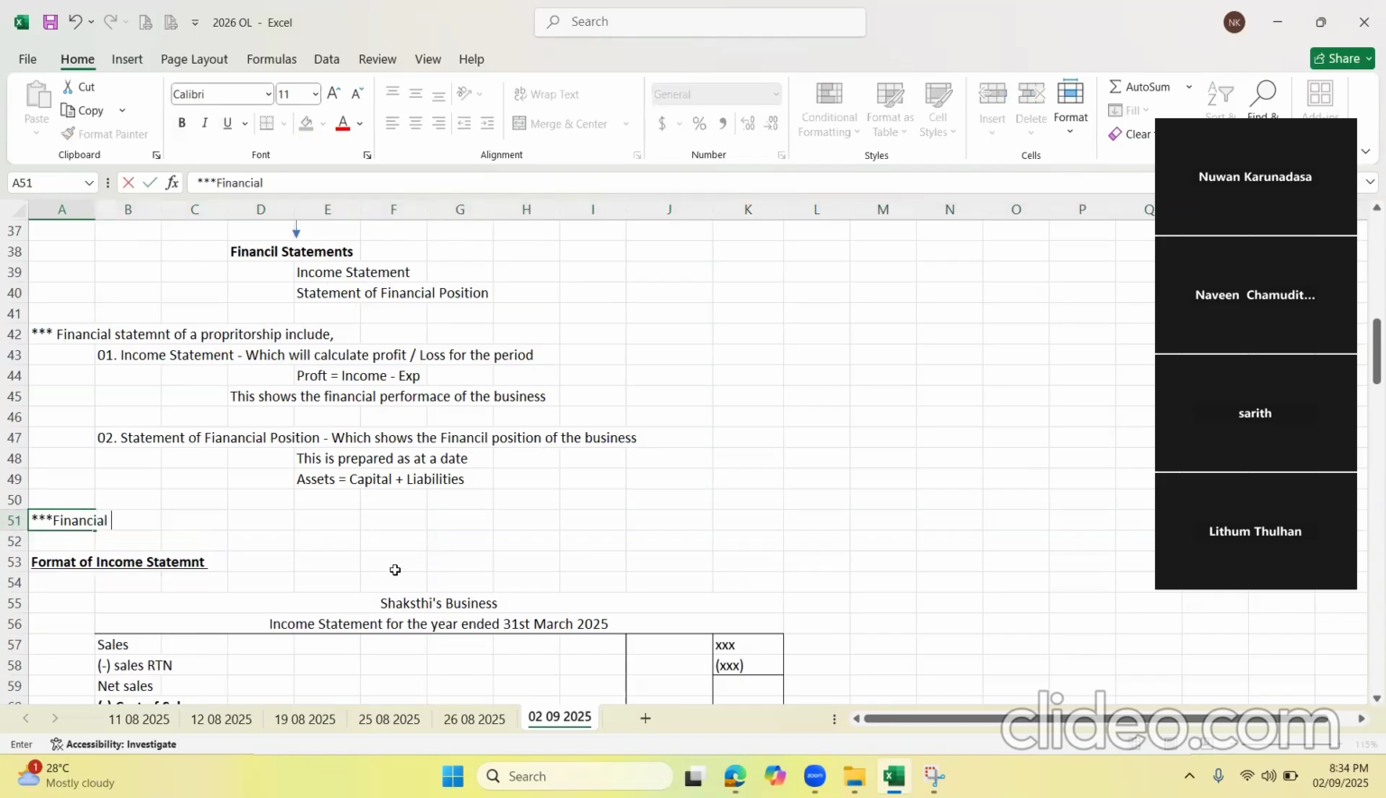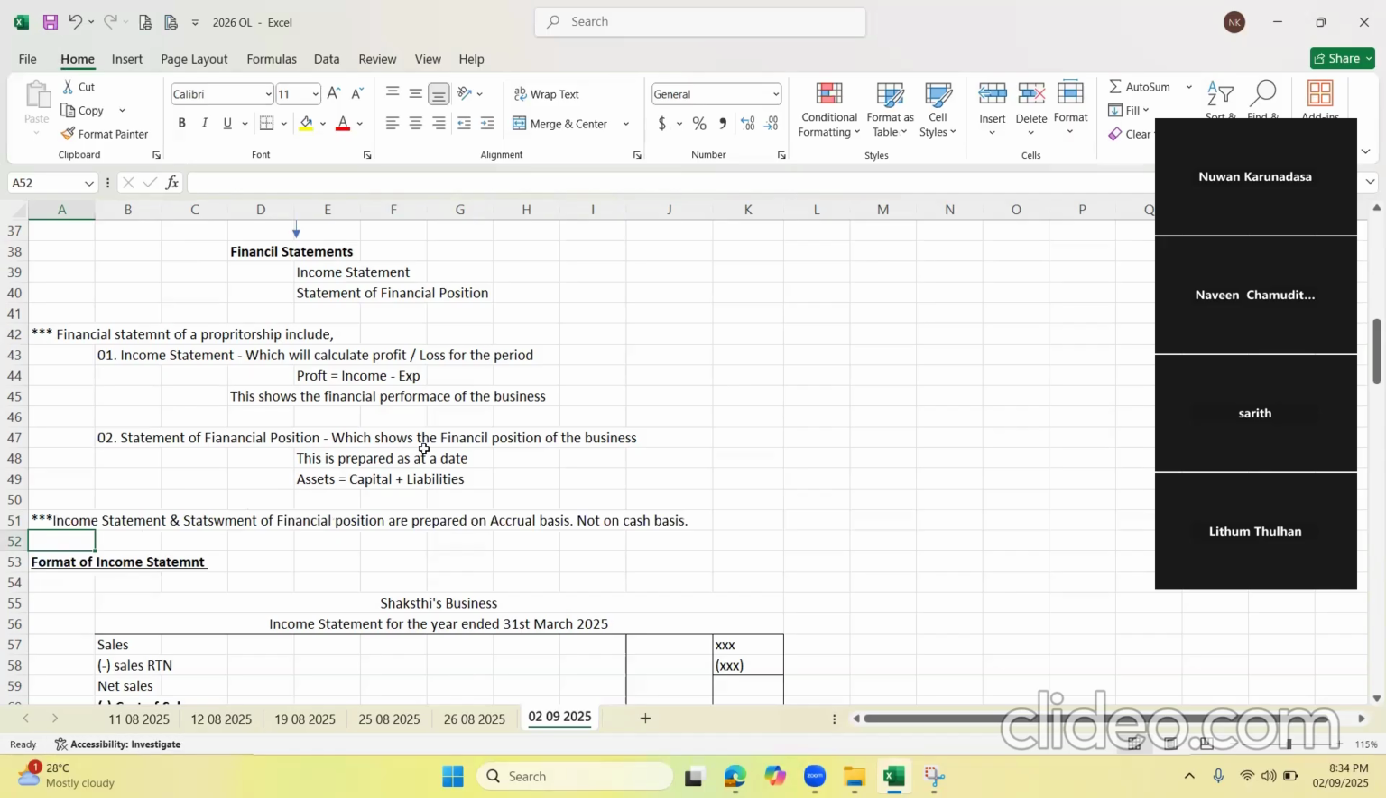Financial, we'll say income statement and statement of financial position are prepared on accrual basis, not on cash basis, not on cash basis. Done.